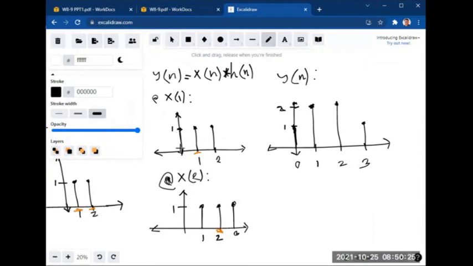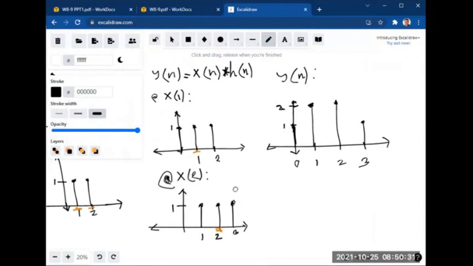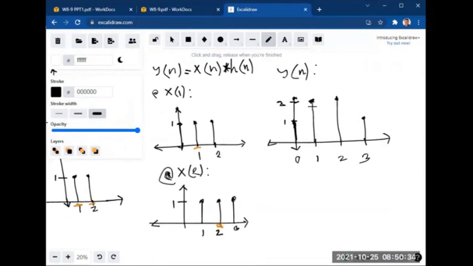So we have 1 here, not 0 here. So 1 plus 0 is 1. We have 1 here, and we have 1 here. So 2, 1, and 1. So 2, 1, and 0, 1. Okay, so that is for our discrete convolution.